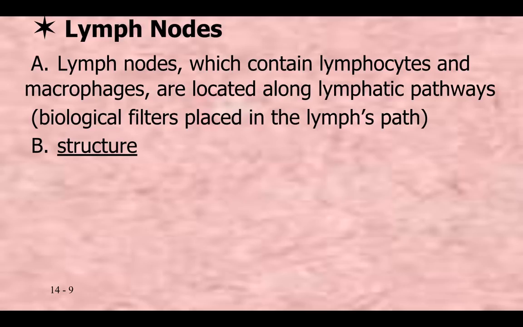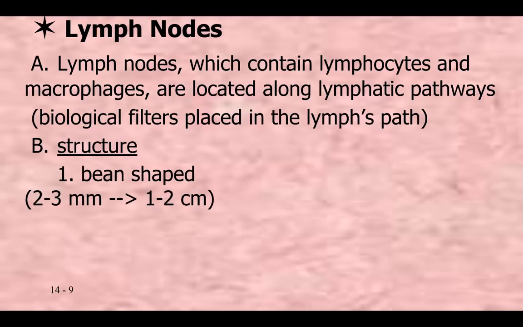The structure is that they're bean-shaped. They're 2 to 3 millimeters, and can get as large as 1 to 2 centimeters. If you've ever had a swollen lymph node, you know that we've got something going on. We've got some lymphocytes and macrophages that are building up that are trying to get rid of something. So that's a first sign that we have an infection or illness or something going on with the body. If one of these is inflamed and getting larger than 1 to 2 centimeters and comes up off the surface, we know that there's something going on there.